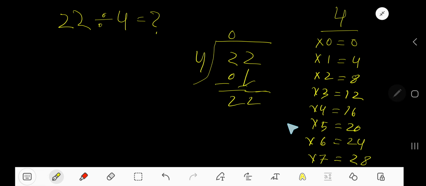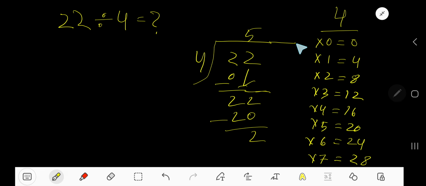4 goes into 22 how many times? 6 times 4 is 24, which is greater, so 5 times, that gives us 20. Right, 5 times 4, 20. Subtract, we are getting 2. So our answer is 05, meaning 5, remainder 2.